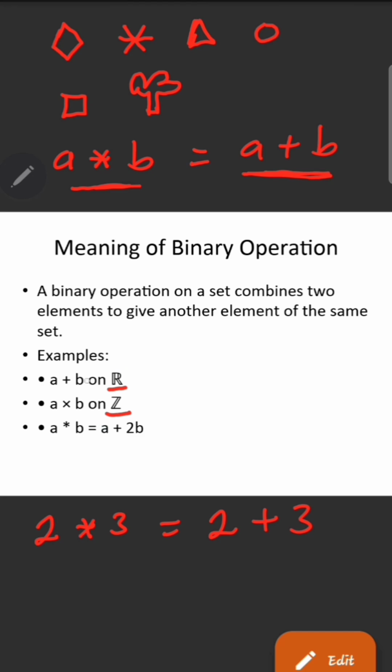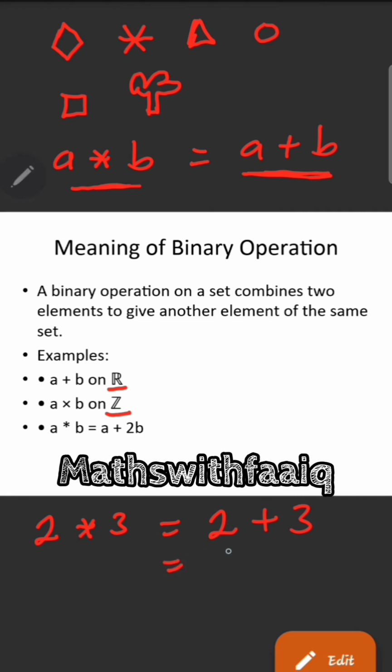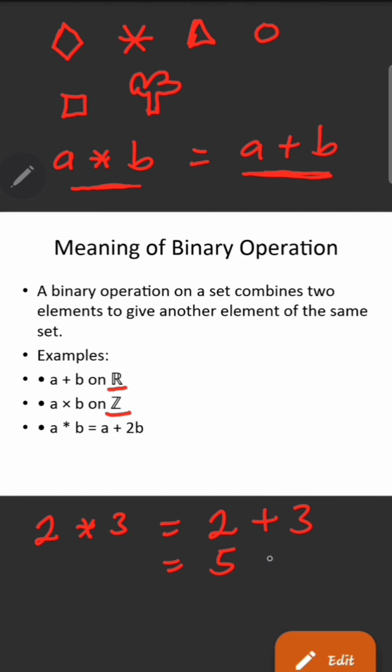Let me go back to this. A plus B on R means when you add A plus B, the number that you must get back must be a real number as well. So if 2 operation 3 is equal to 2 plus 3, what is 2 plus 3? 2 plus 3 is 5. 5 is also an element of R. Element means 5 is also a real number. It's a real number. But we don't need that. I'm just explaining how those operations used to feature.